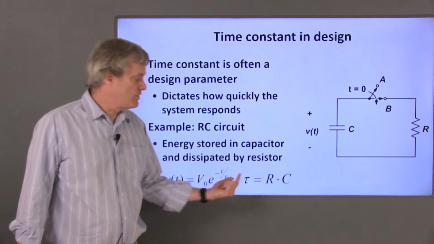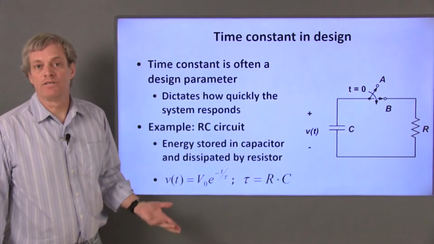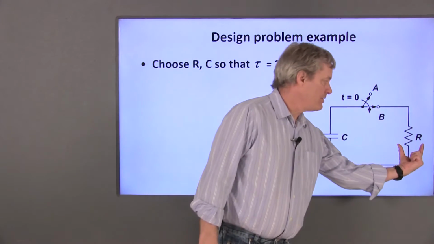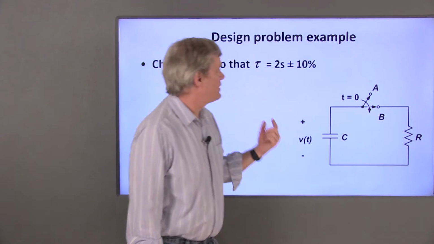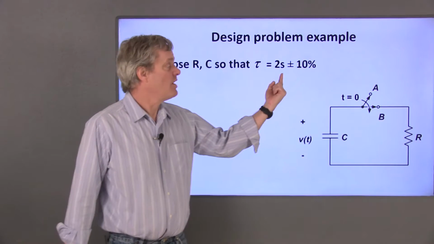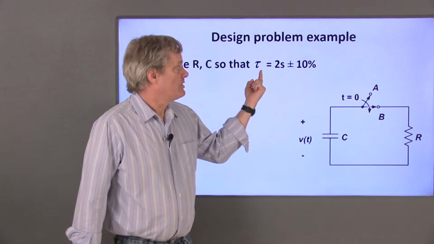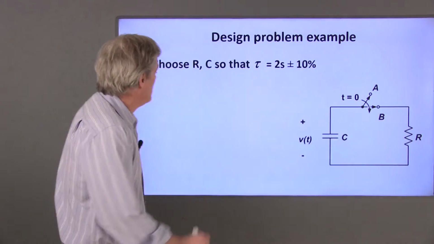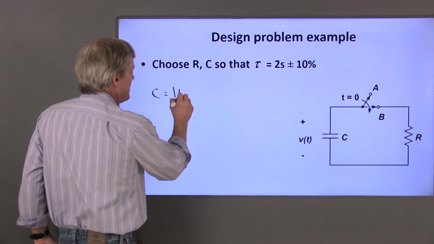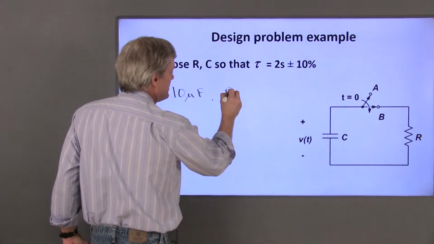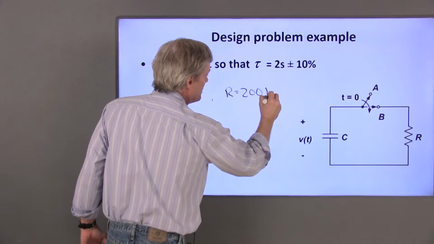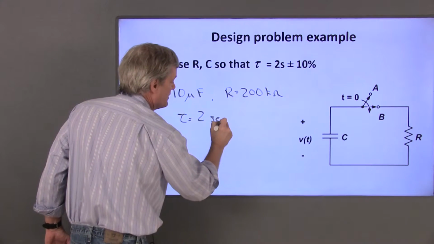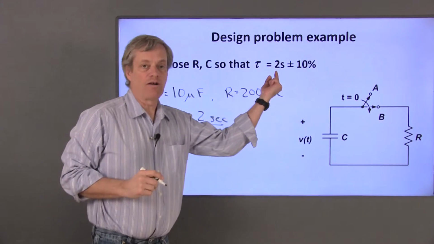We want to choose values for R and C to get a desired time constant. Our design problem is to pick values in this circuit of R and C such that the time constant is 2 seconds plus or minus 10%. So any time constant between 1.8 seconds and 2.2 seconds is fine. So if I choose a capacitance of 10 microfarads and a resistance of 200 kiloohms and multiply those two numbers together, the time constant is 2 seconds, which is exactly my requirement.